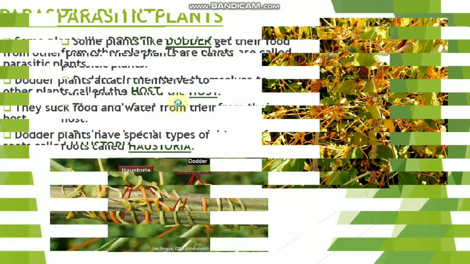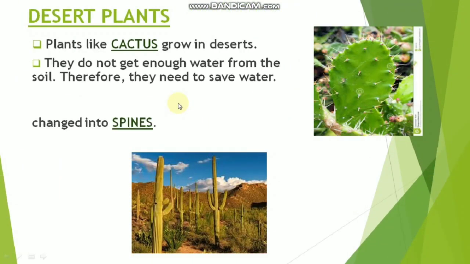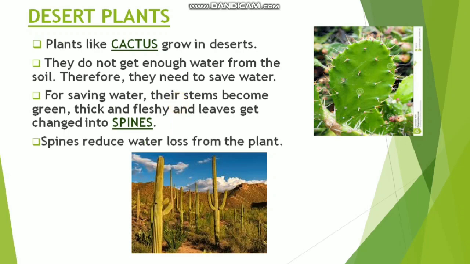Now the last category among some uncommon plants are the cactus. Cactus also have some special features. We all know that plants like cactus grow in deserts. And in the desert there is not a sufficient amount of water. They do not get enough water from the soil. Therefore they need to save water, so they save the water in their leaves.